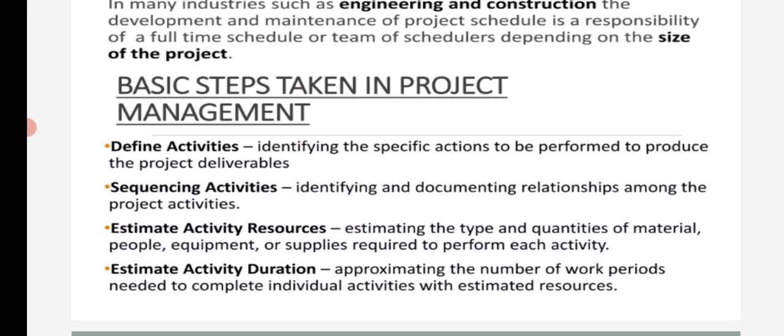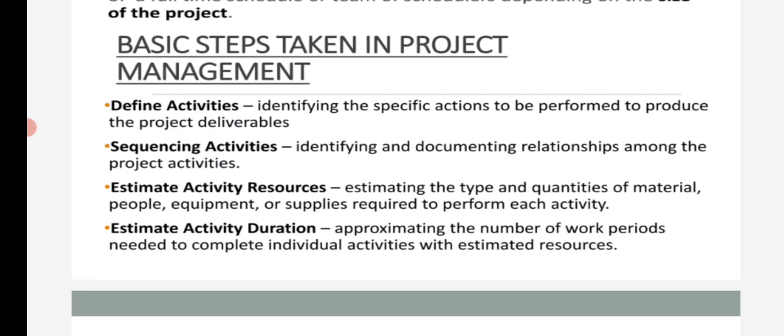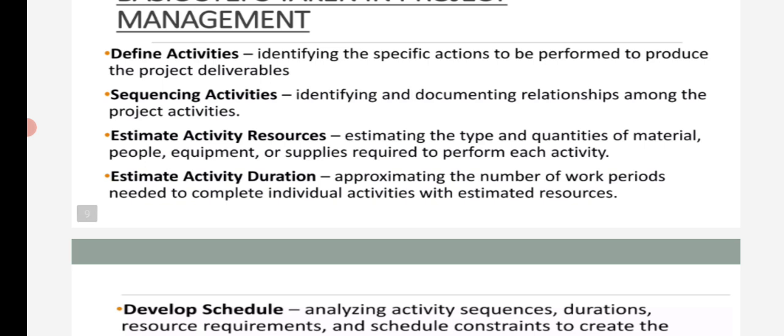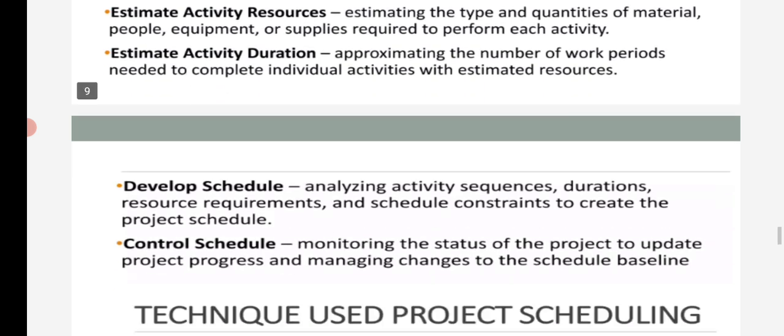Basic steps taken in project scheduling: define activities, to identify the specific actions to be performed to produce the project deliverables. Second is sequencing activities, to identify and document relationships among the project activities. Then estimate the activity resources, estimating the type and quantities of materials, people, equipment or supplies required to perform each activity. Estimate activity duration, approximating the number of work periods needed to complete individual activities with estimated resources.